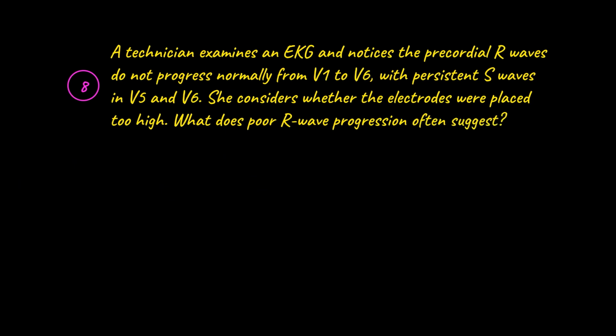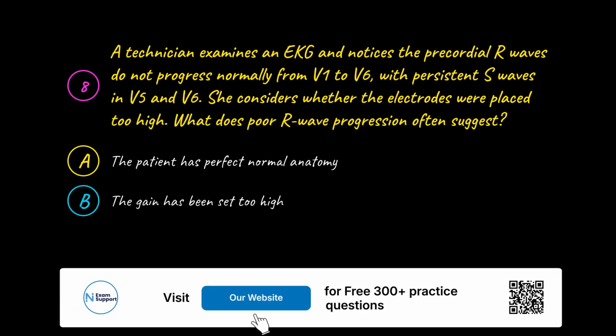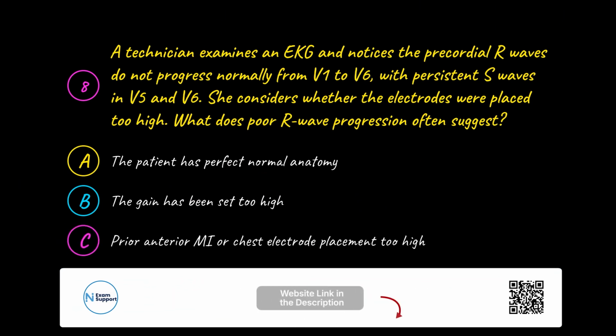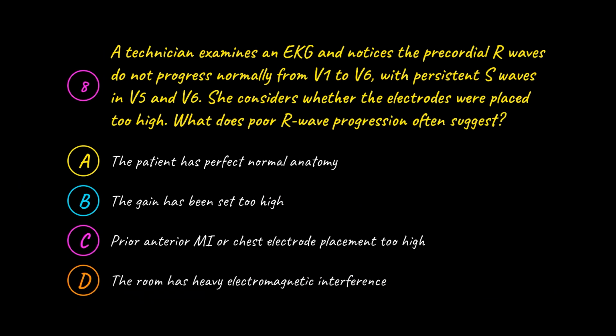Your options are A. The patient has perfect normal anatomy. B. The gain has been set too high. C. Prior anterior MI or chest electrode placement too high. D. The room has heavy electromagnetic interference. Got a guess? Lock it in.